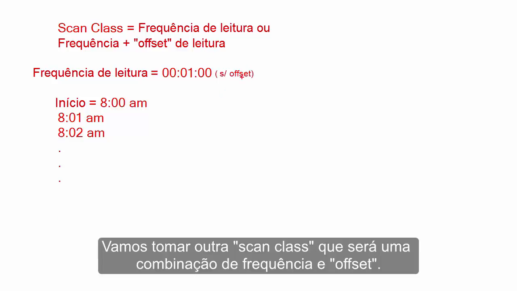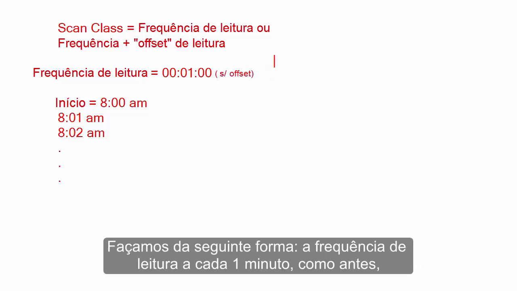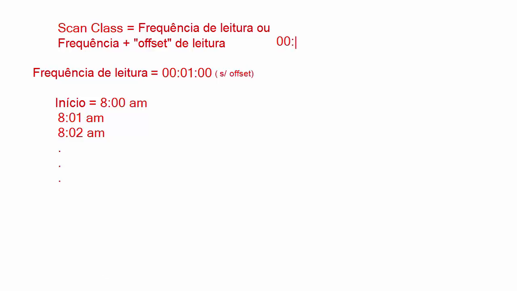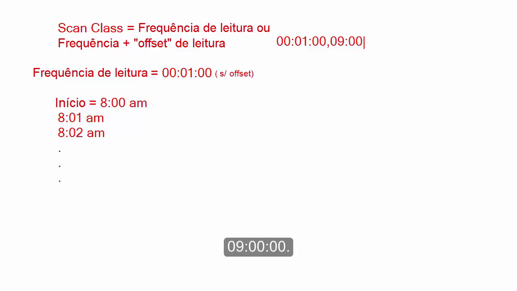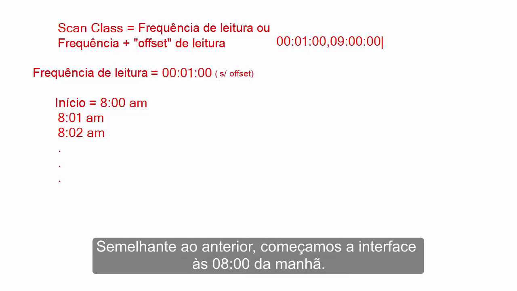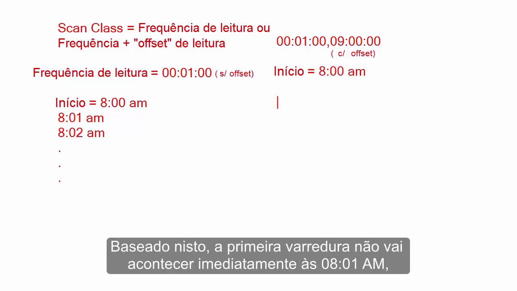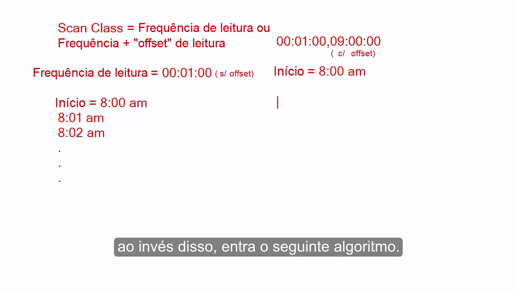So let's take another scan class, where it is a combination of scan frequency and offset. Let's have it at every 1 minute, the same as before, as the scan frequency. But we will add an offset of 9 hours, 09:00:00. So similar to the previous one, we start the interface at 8 a.m. in the morning. Based upon this, the first scan is not going to happen immediately at 8:01 a.m., but instead it goes through the following algorithm.